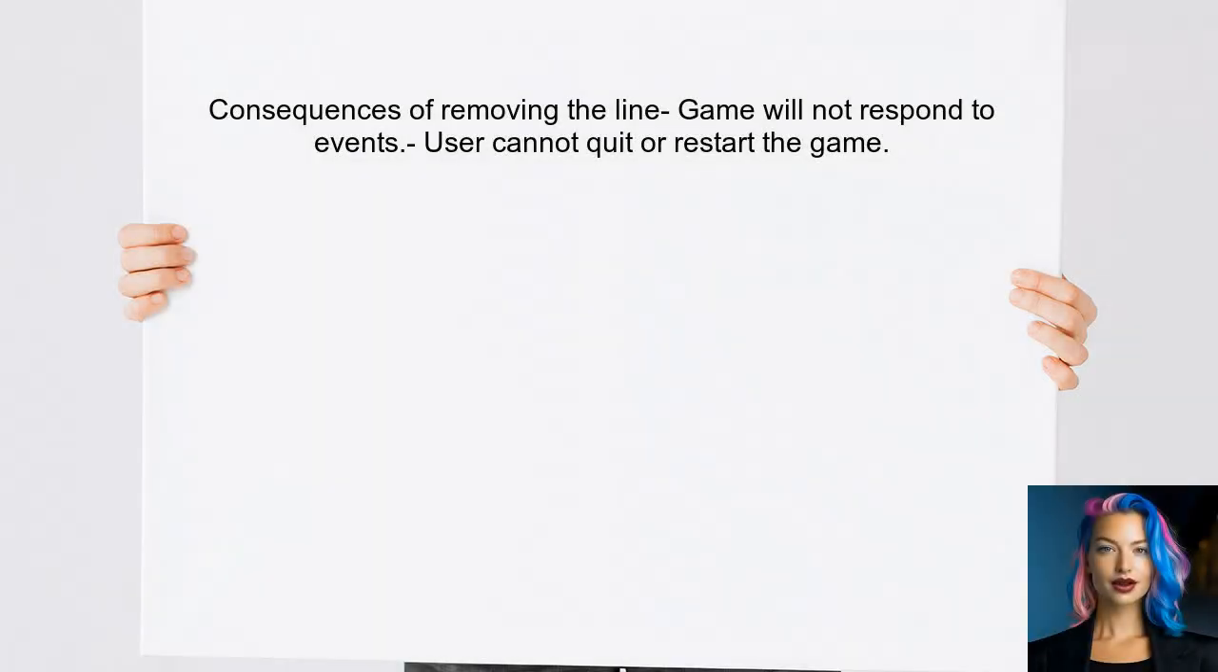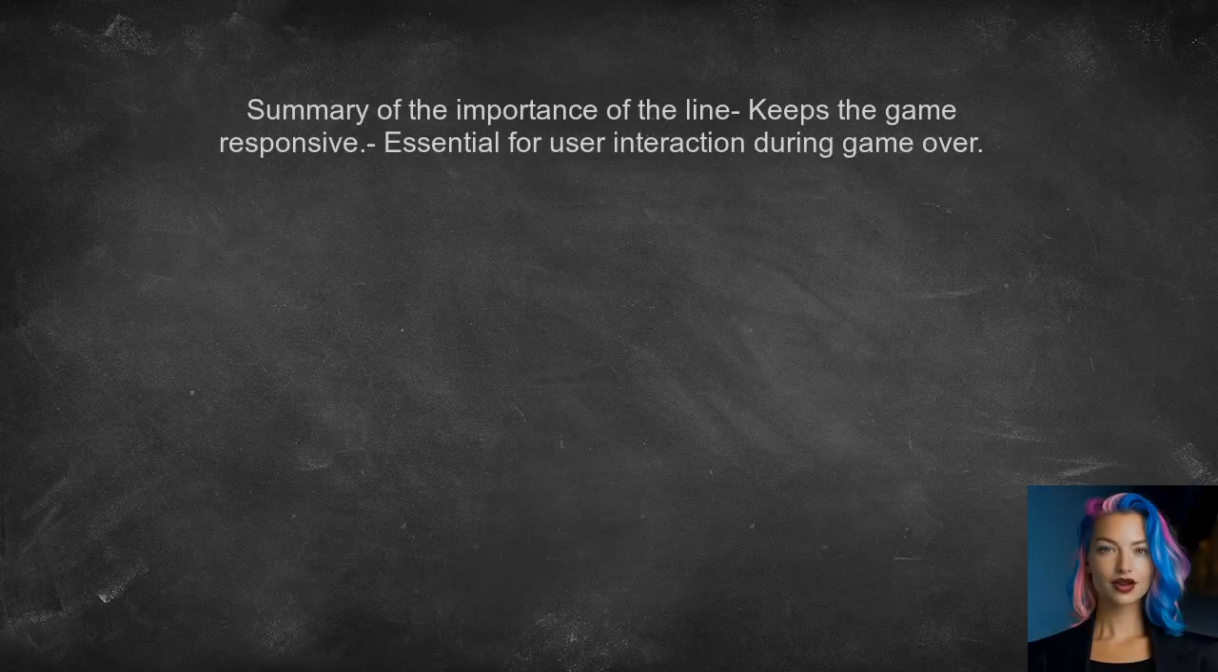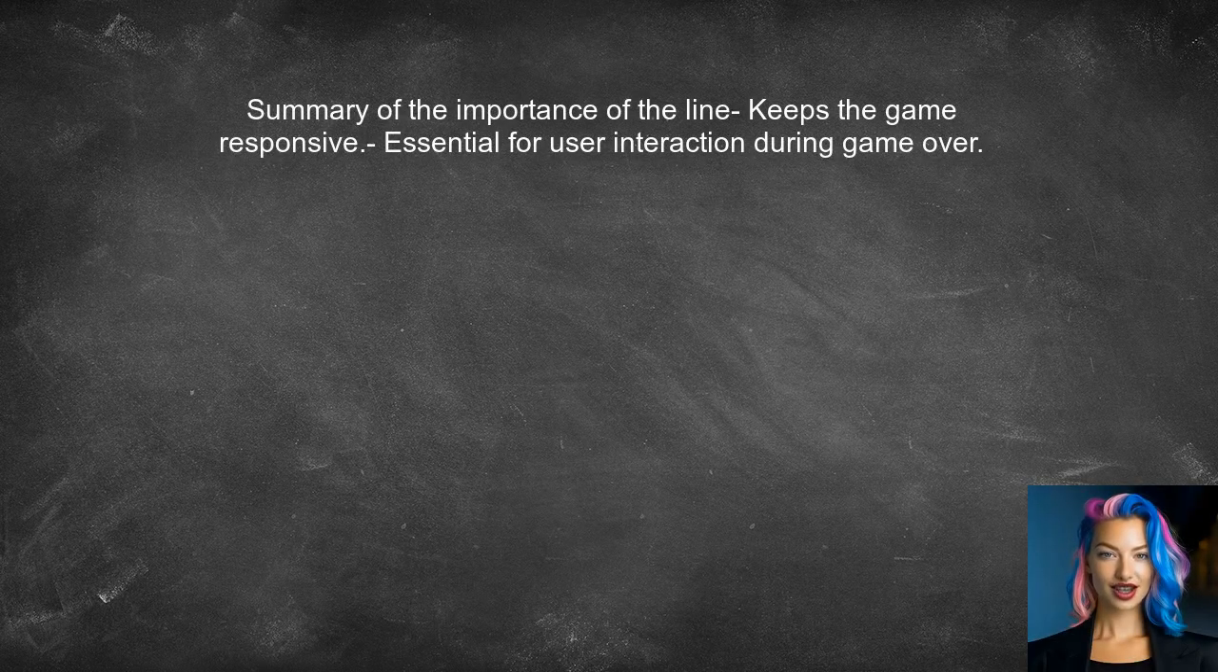If the user removes this line, the game will not respond to any events while in the game over state. This is why it's crucial to keep it in the code. To summarize, the line for event in pygame.event.get is not useless. It ensures that the game remains responsive, even when it is in a paused state, like game over.